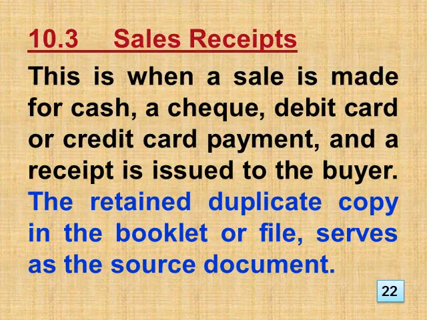Section 10.3. Sales Receipts. This is when a sale is made for cash, a check, debit card or credit card payment, and a receipt is issued to the buyer. The retained duplicate copy in the booklet or file serves as the source document.